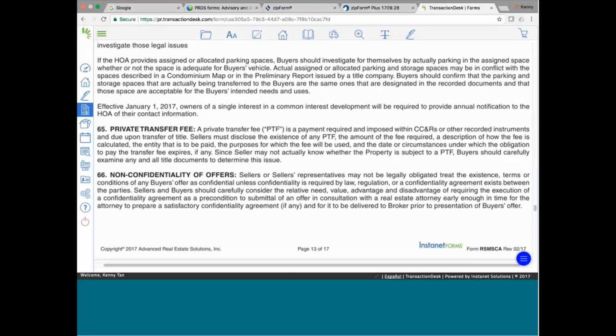Non-confidentiality of offers. This is to warn the buyer that sellers are not required to keep the buyer's offers confidential. Okay.